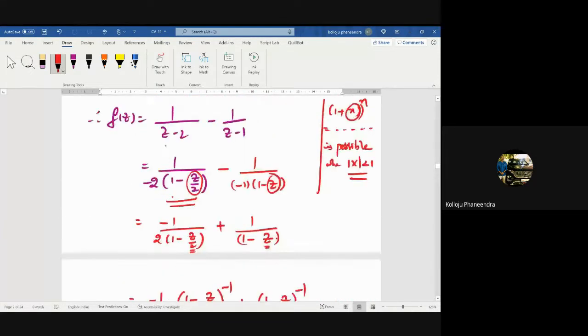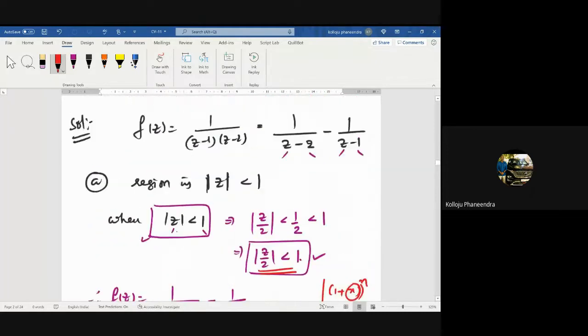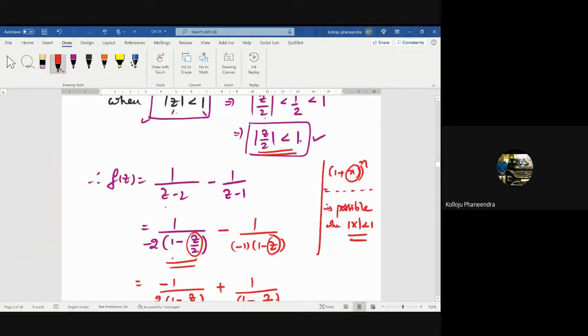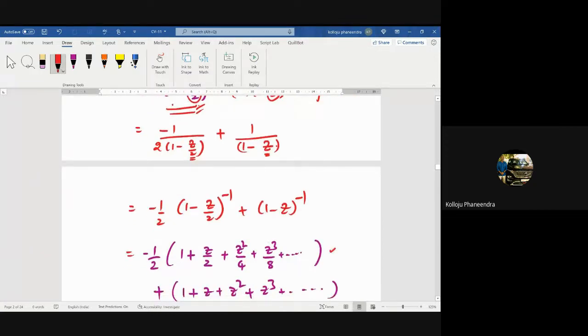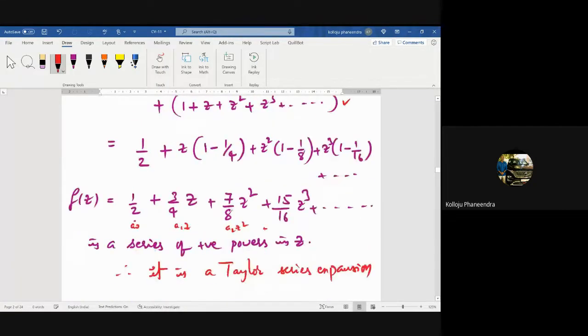And what is the logic? This is the main important point. After getting partial fractions, I know mod z less than 1. Mod z less than 1 means just write the second term as 1 minus z, but the first term has the terms z and 2. So get z by 2 terms in this one. Mod z less than 1 means mod z by 2 less than 1 by 2, so mod z by 2 less than 1. So here take minus 2 common to get z by 2 terms in the first one. Therefore, the expansion is possible. This expansion is possible because mod z by 2 is less than 1 and mod z is less than 1. Okay, and simplification.